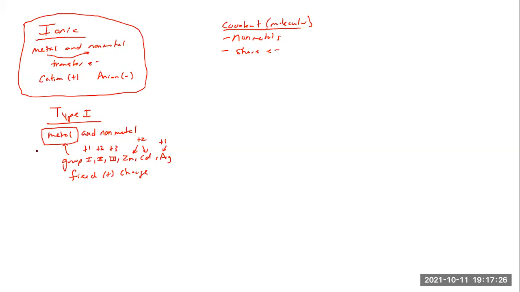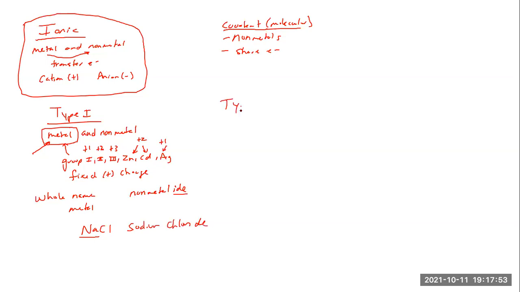When we recognize the metal as a type 1, that's pretty much all you need to do. You just use the whole name of the metal, and then the non-metal gets that IDE at the end of it. That's why when we look at something like NaCl, we see Na, which is group 1. That tells us sodium chloride.